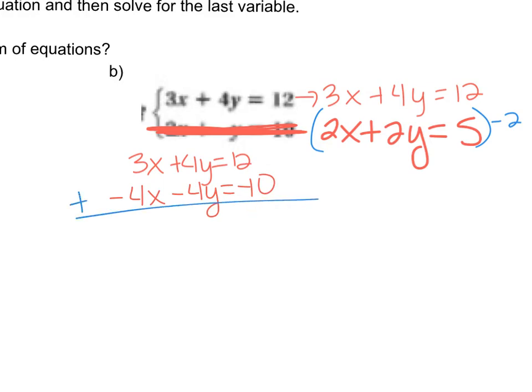Remember, you add them. So 3x plus -4x would be -x. The y's cancel, good, that's what we wanted. And then 12 plus -10 would be -2. Divide by -1, so x equals 2. Sweet, that wasn't too bad. We already solved for x. Now we just need to plug x in for one of the other ones to solve for y. Doesn't matter which one. I'm going to plug it in for this one right here, because that y is only a 2y.